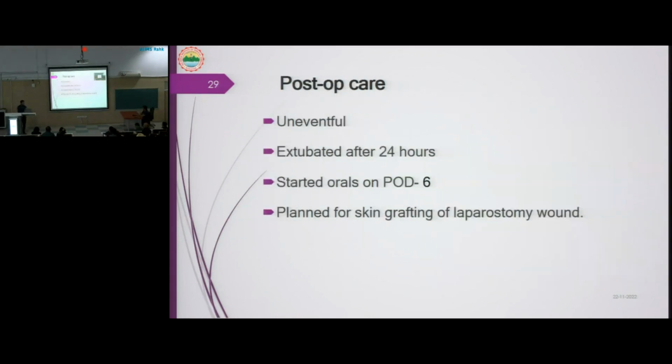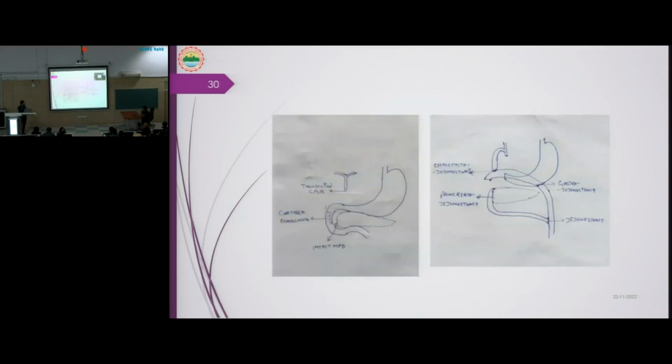The post-operative care was uneventful. Patient was extubated after 24 hours. Orals were started on day 6, and now the patient is stable and planned for laparostomy wound grafting. This is the overall picture of the anastomosis. CBD was transected. There were multiple contusions and perforations of the duodenum, with an intact main pancreatic duct. So we did cholecystojejunostomy, gastrojejunostomy, pancreatico-jejunostomy, and jejunojejunostomy.